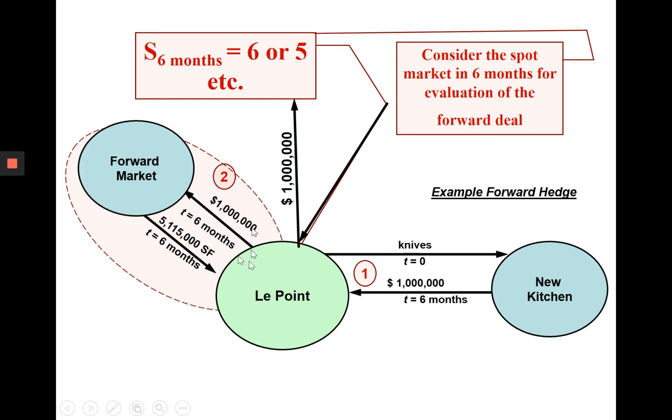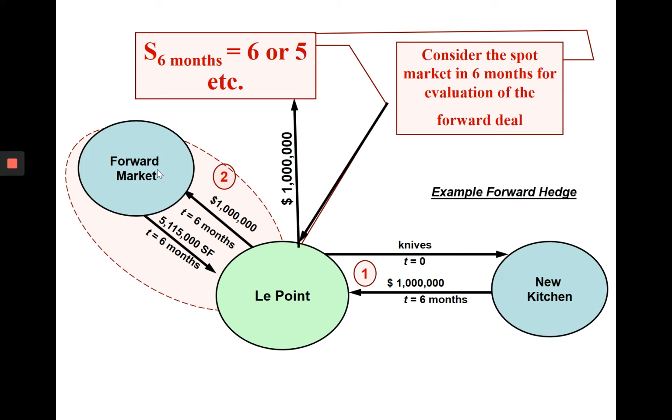Next, we go to item number two. And this item number two gives us a picture of cash flows that take place in a forward deal. Le Point, the Swiss company, goes to the forward banker or takes a forward contract on the over-the-counter market and promises to pay $1 million 6 months from now. So the time of this cash flow is in the future, and the arrow then will go from Le Point to the forward intermediary.